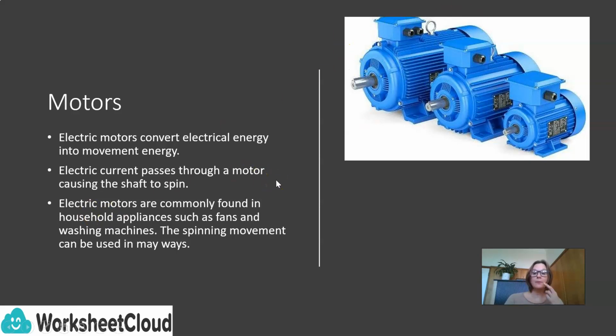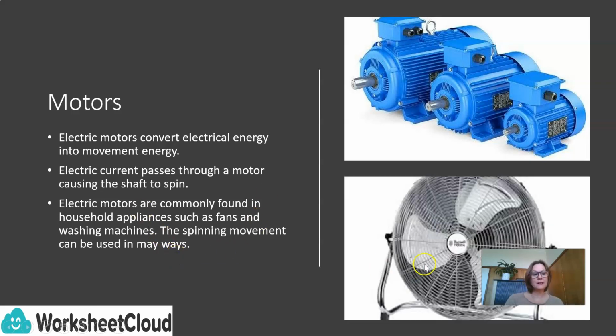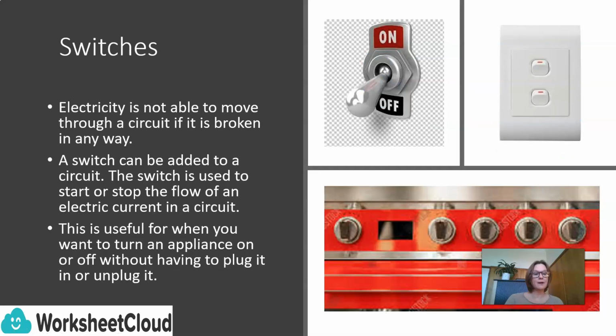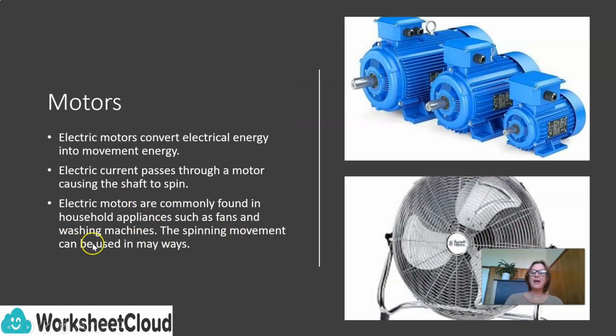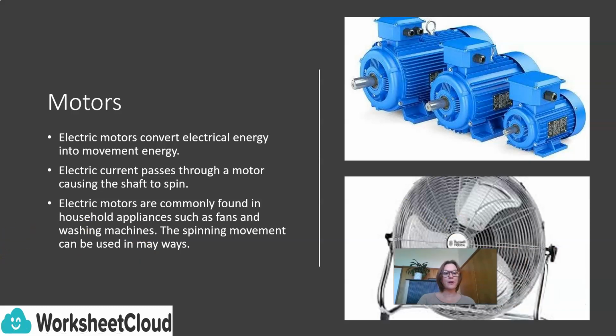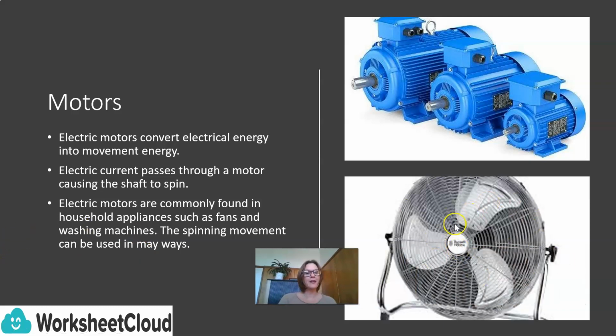Electric motors are commonly found in household appliances such as fans and washing machines, and the spinning movement can be used in many different ways. Here you have your fan. It has a motor in it that spins the blade that gives off cool air. Okay.